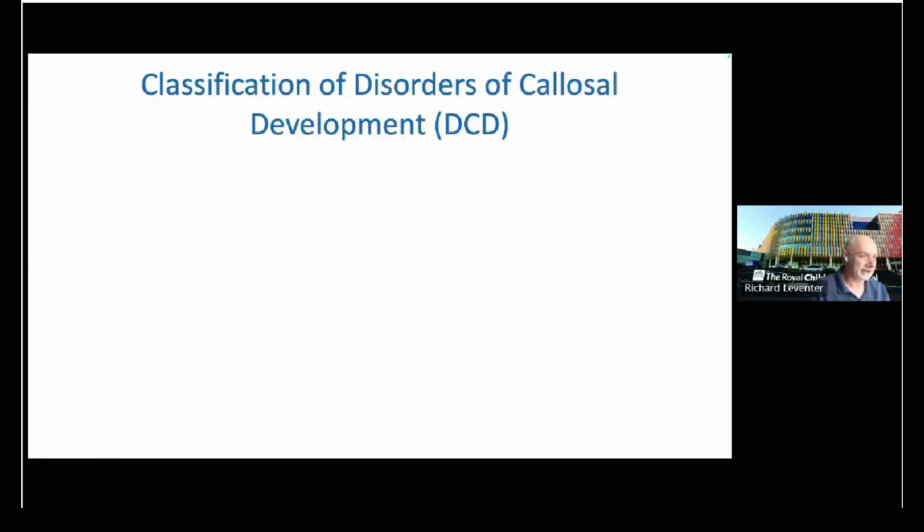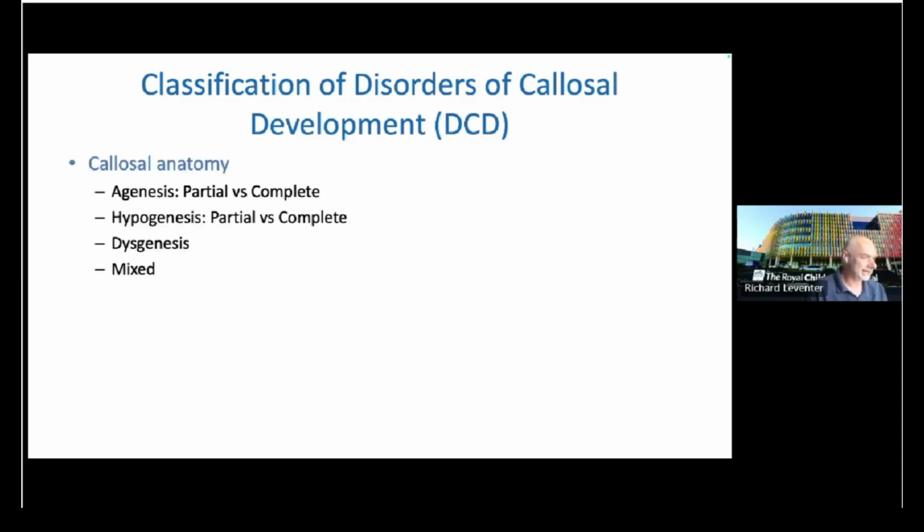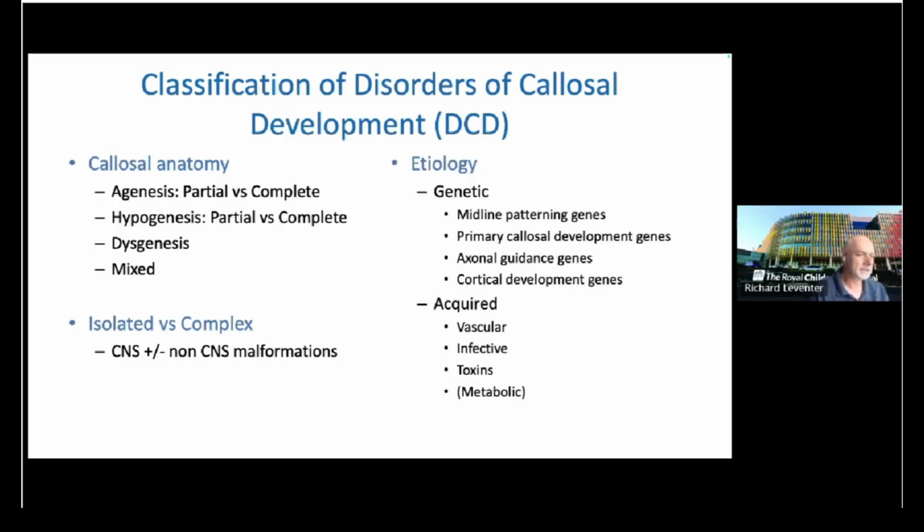So how can you classify these disorders of callosal development, or DCDs? There are different ways people have tried, either by anatomy. Agenesis can be partial or complete. Hypogenesis, meaning thin corpus callosum, partial or complete. Just a funny looking corpus callosum, dysgenesis, or mixed pictures. You can also classify it as isolated versus complex, and complex means there are associated malformations either in the brain or elsewhere in the body.